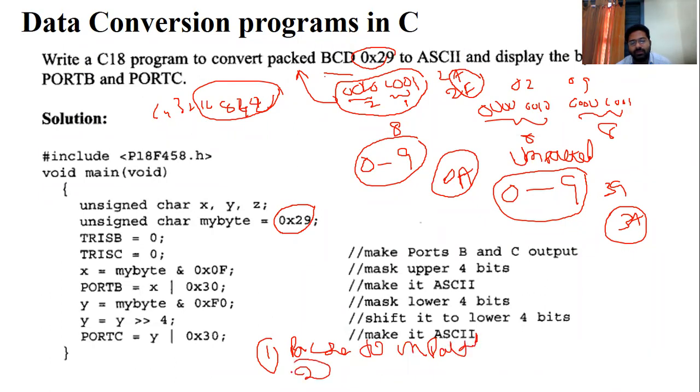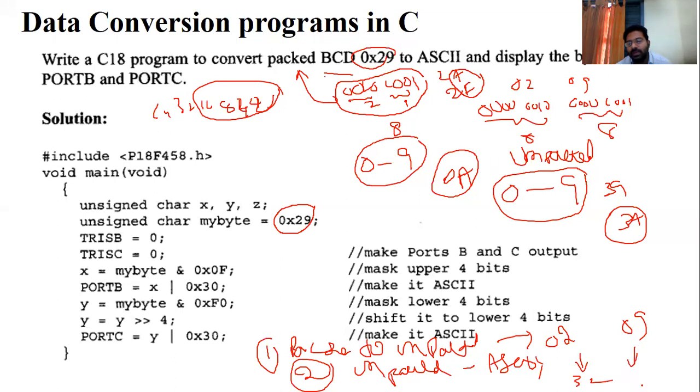Then the second one, again just two steps: unpacked to ASCII. So packed to unpacked, you can represent 2 separately and 9 separately. So what is the ASCII format of this 2? 32 is the ASCII format of this 2. What is the 9 format? 39 is the ASCII. That is the answer.